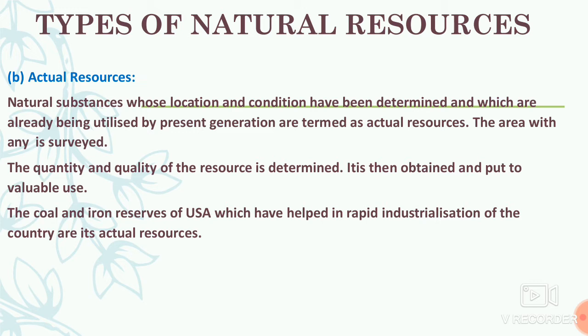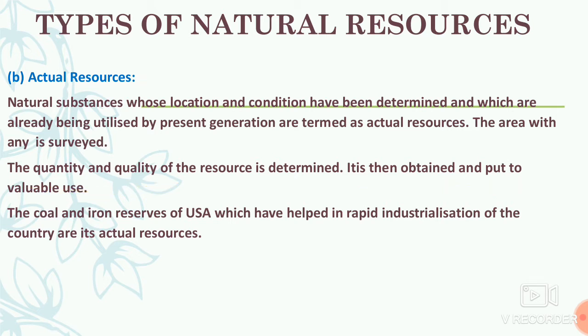Actual resources: natural substances whose location and condition have been determined and which are already being utilized by the present generation. These are natural substances whose location and condition you have already determined, where they are found, and the present generation is utilizing them. That is the actual resource. You have gone into that area, surveyed which resources are present there, and you are utilizing them. You have surveyed the quality and quantity of that resource. It is then obtained and put to valuable use.